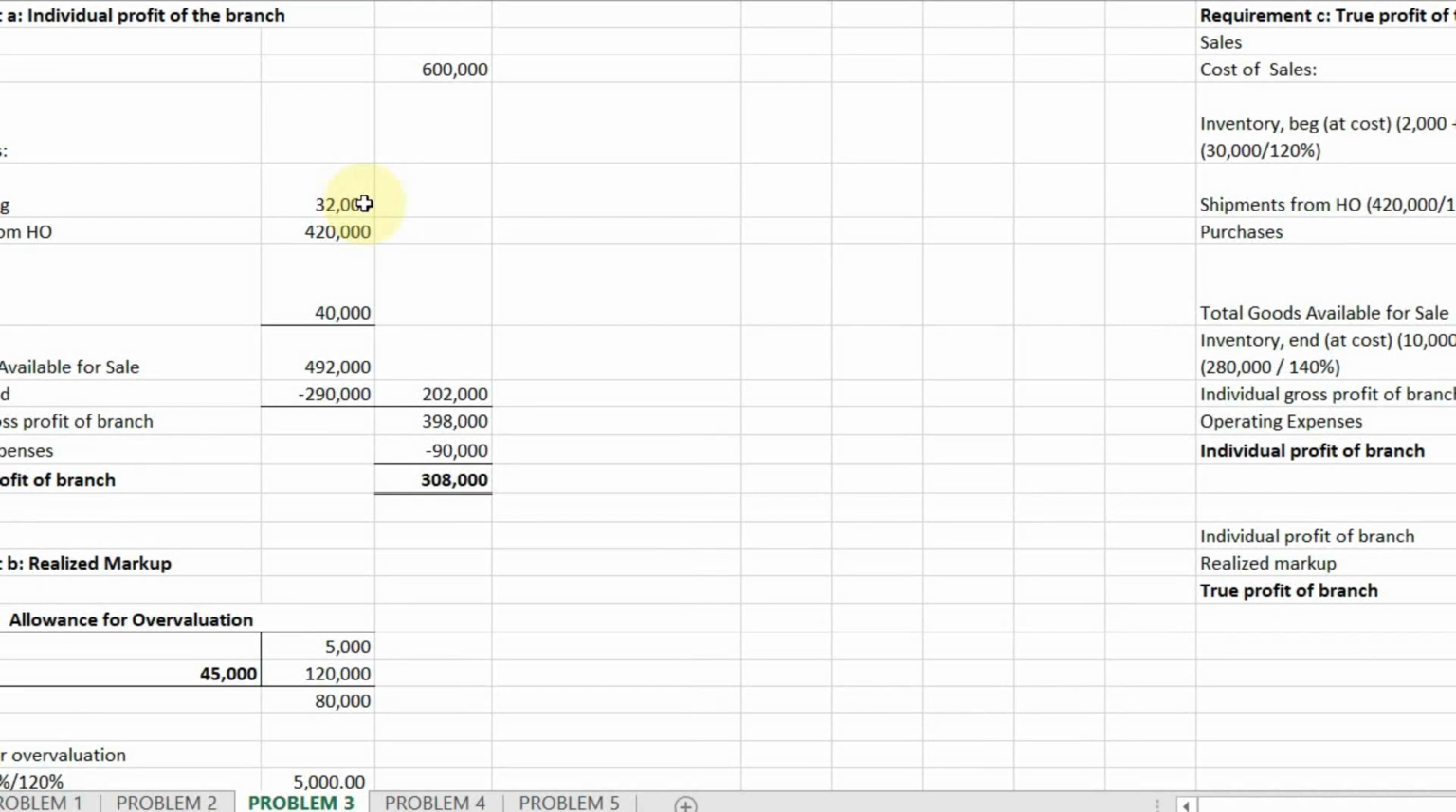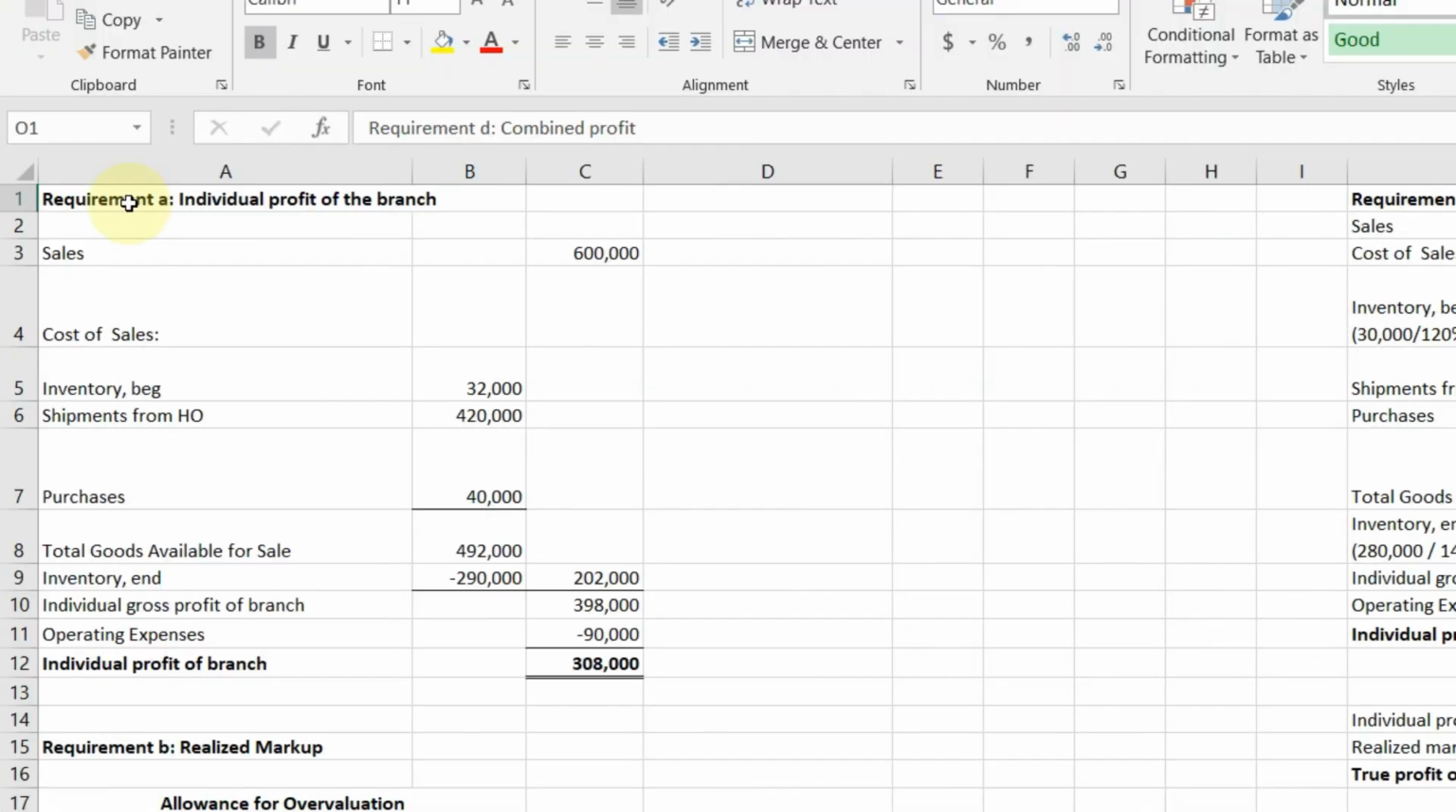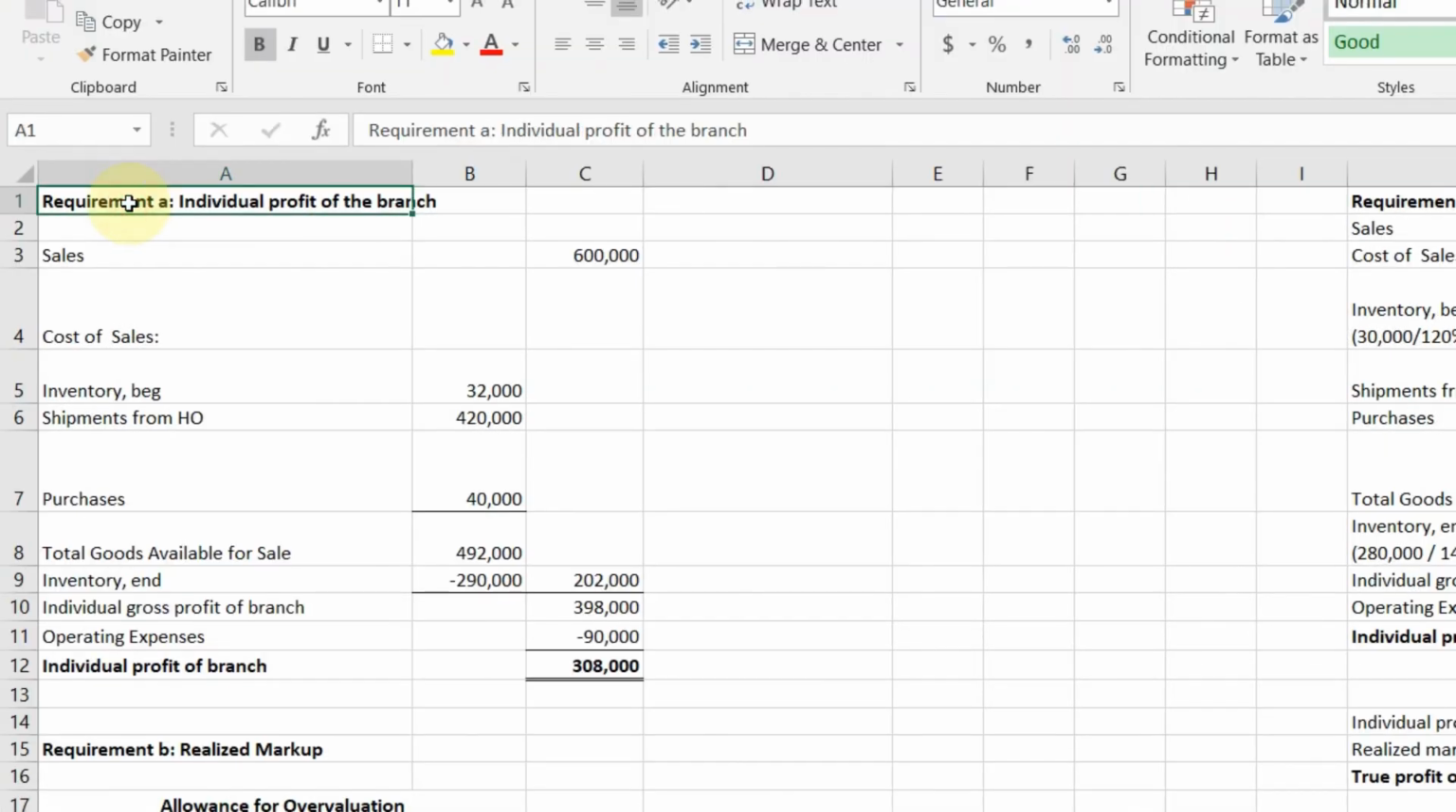Okay, for problem 3, medyo madaming hinahanap. So, isa-isahin natin. You have requirement A, individual profit of the branch. So, hindi true profit, individual profit. So, we just have to make dire-diretso.